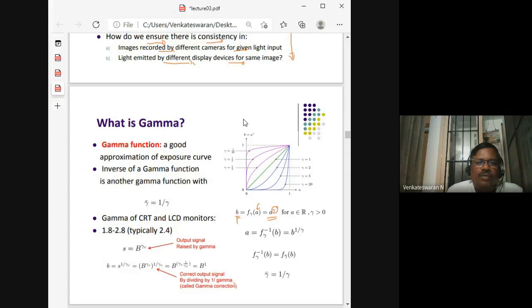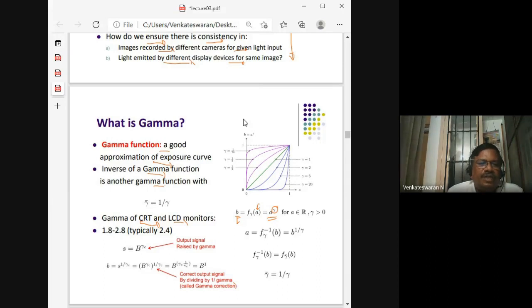This new value can be plotted. So this can essentially be used in many applications. So gamma function is a good approximation of the exposure curve. Inverse gamma function, another gamma function. Inverse of gamma function is also another gamma function. Gamma bar is equal to 1 by gamma. So this gamma correction is always used in certain cathode ray tubes and LCD monitors.